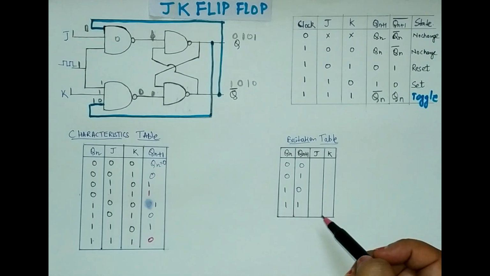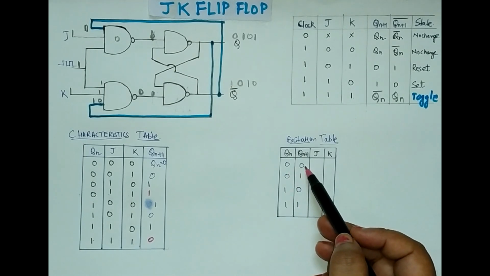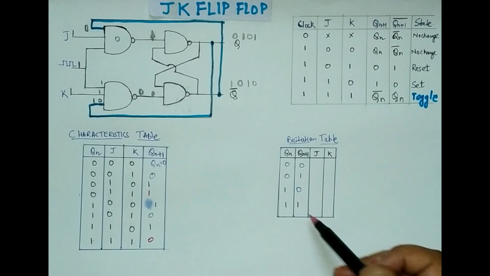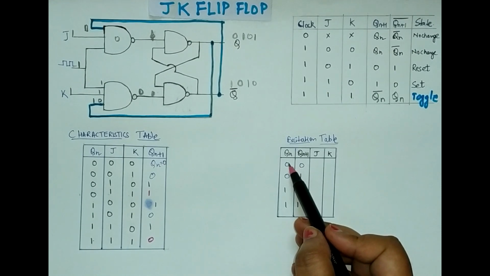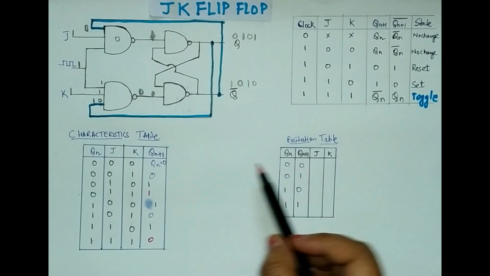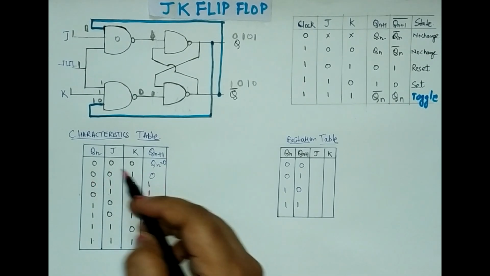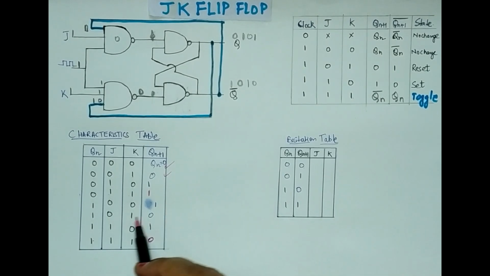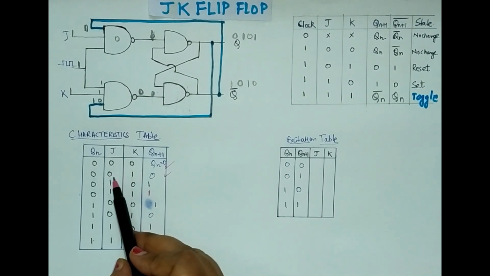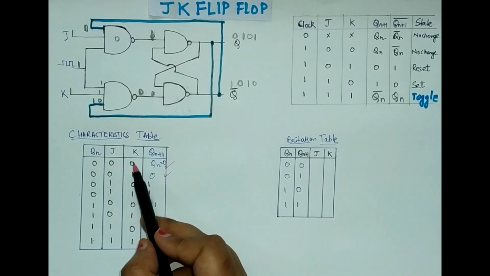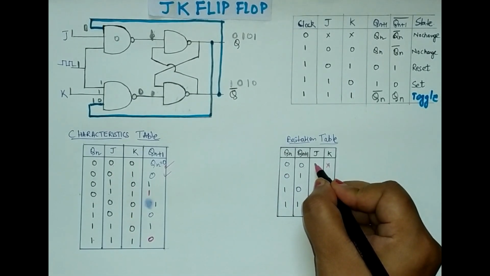Now we will go to the excitation table. What is the excitation table? If your present state and next state values are known, then what is the input? That you have to write. When Qn equals 0 and Qn plus 1 equals 0, you see here, this is 0, this is 0, and again this is 0, this is 0. So you take these two states, no other places. So J equals 0, K equals 0, and J equals 0, K equals 1. The K value has changed, so I will put a cross mark over here, and the J value is 0 in both the states, so I will put a 0 over here.